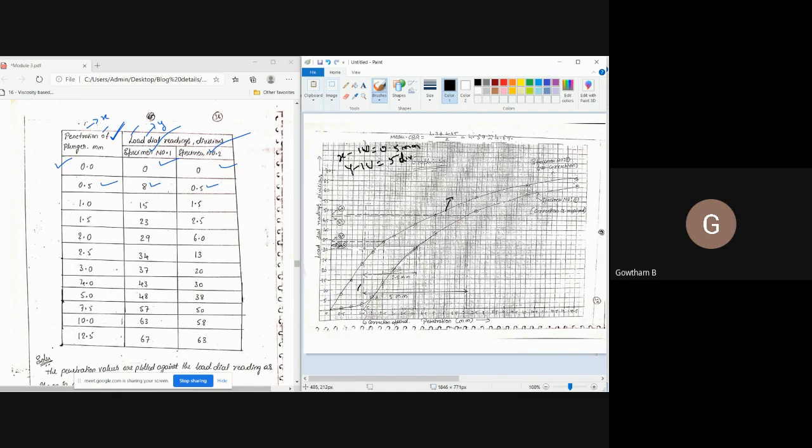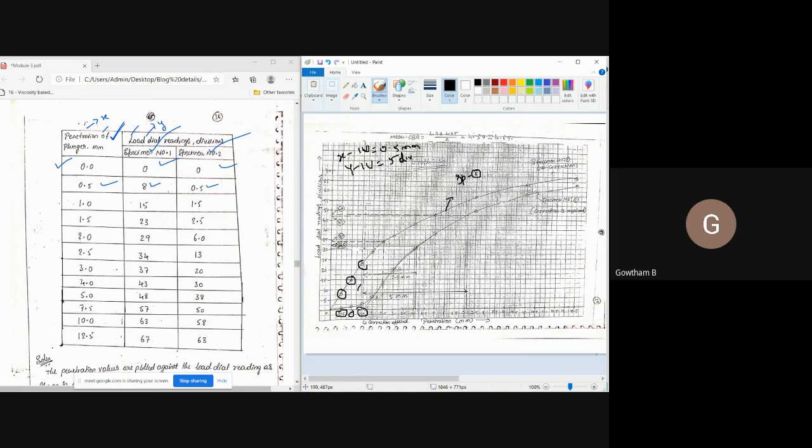that represents specimen number 1. I took the penetration value on the x-axis. You can see here, for 0.5 mm penetration, the load dial reading is 8. I have marked it here. Next, for 1 mm penetration, I marked the division as 15. Next, for 1.5 mm penetration, I marked the division as 23.